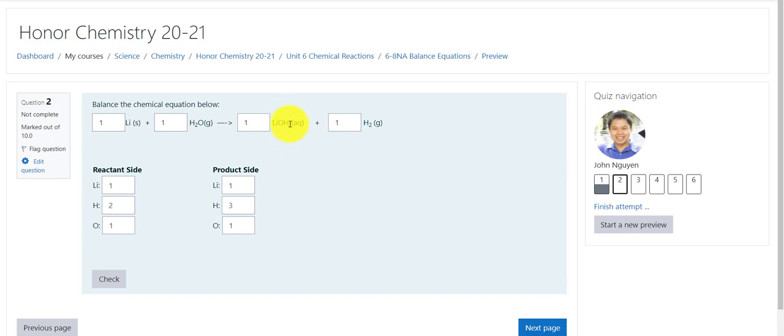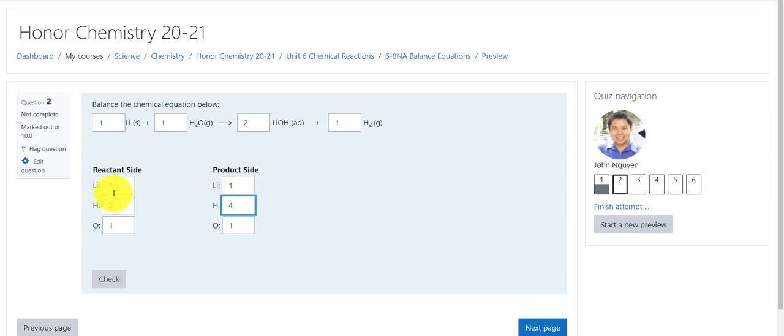Which means we can increase 1 by 1 by 1. So what's the number after 1? Well, 1 times 1 is 1. 1 times 2 gives you 2. Look at that. Because 2 over here plus another 2 over here gives you 4. Okay? Looks like we mess up the whole entire problem.